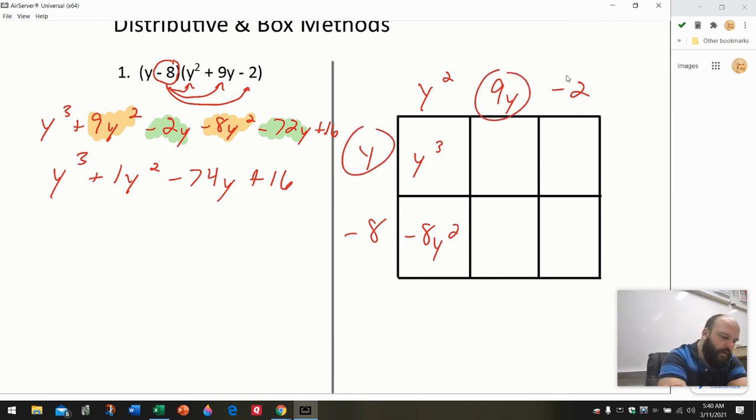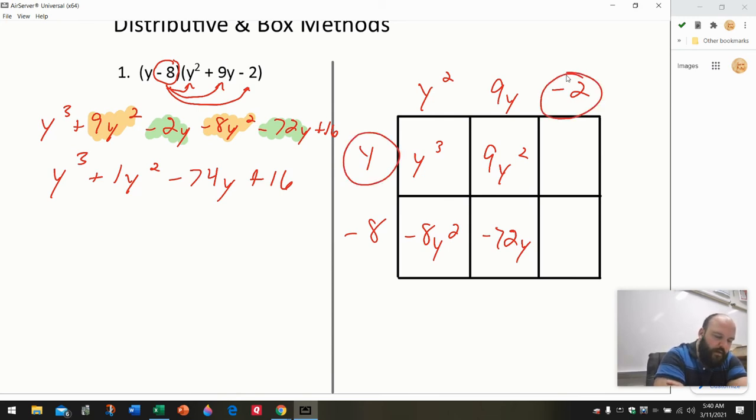9y times y is 9y squared. 9y times negative 8 is negative 72y. Then we take negative 2 times y, which is negative 2y, and then negative 2 times negative 8, which is positive 16. So now that I have that all done, you can identify your like terms.